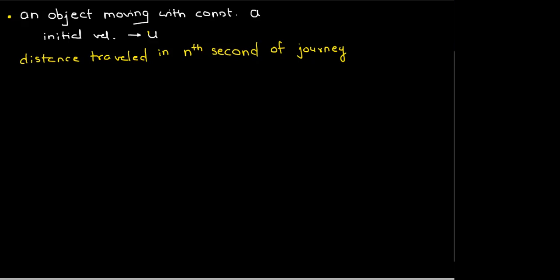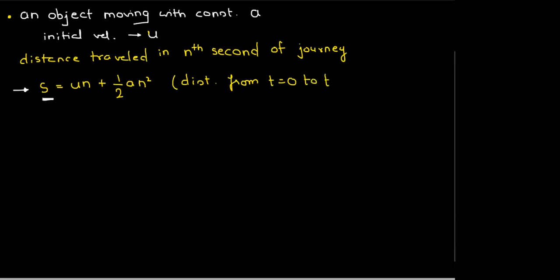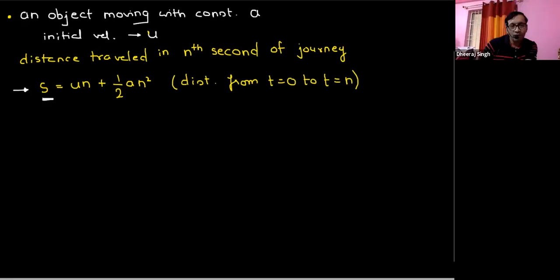Anurag, I'm not asking formula here. Formula, I know. I'm asking you to derive it in a way. That is what, when you say that distance is equal to un plus half an square, all of you tell me what this implies. What does it mean? What is this S right now? Distance traveled. This is the distance from t equal to 0 to t equal to n seconds. Total distance it is. I am asking you to find out at nth second of journey, what is the distance? Nth second is what? Between which time and which time?